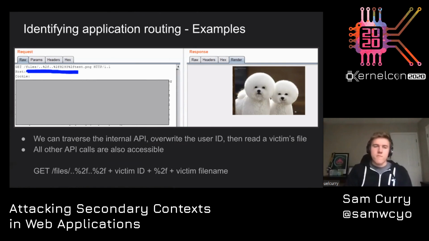So this was a really cool find, and it was probably one of the most clear-cut cases where you're able to say, oh hey, this is how this application is routing, and here's how we can exploit it, because everything is very straightforward with that error message. So yeah, this is just really cool. Oh, and all the other API calls would be accessible as well.